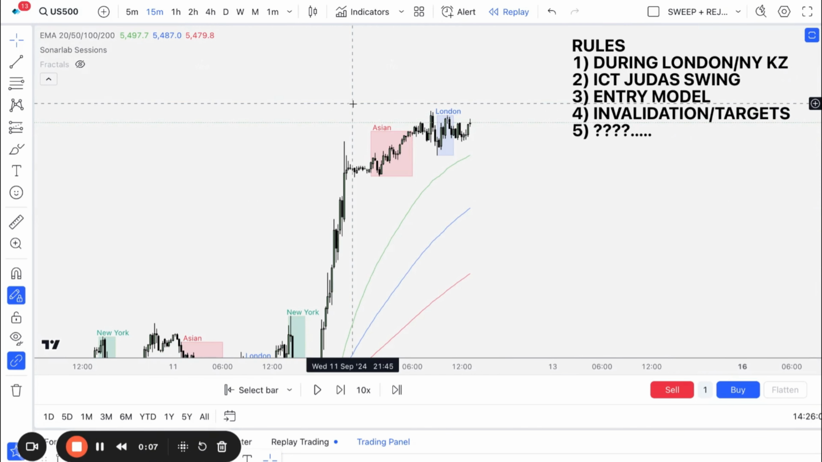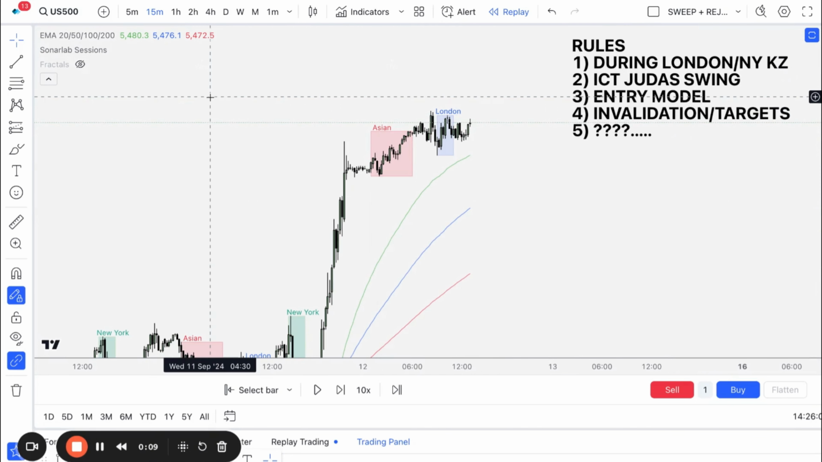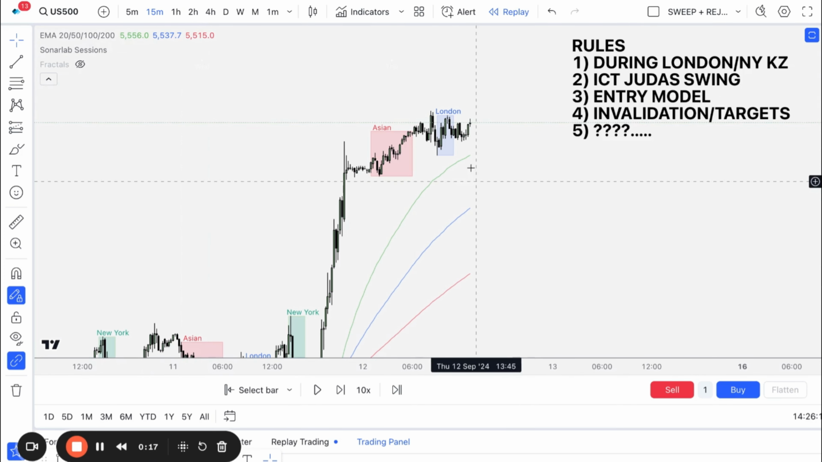We're looking here at the 15-minute time frame, and the first thing that we can see is our order flow and our run on liquidity is to the upside. And the reason that we know that is because the 50, the 100, and the 200 EMAs are all sloping to the upside, indicating that bullish momentum is in control of this market.